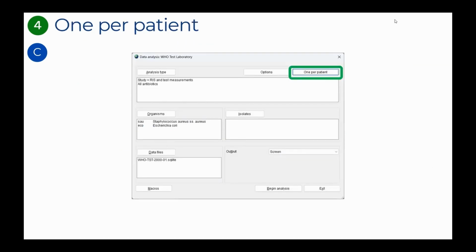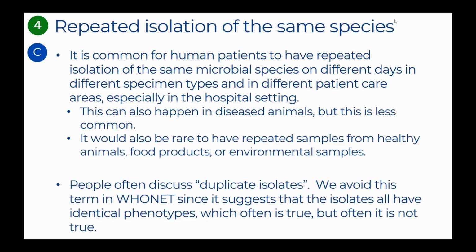We will now look at the option called one per patient. It is common for human patients to have repeated isolation of the same microbial species on different days, in different specimen types, and in different patient care areas. This can also happen in diseased animals, but this is less common. It would also be rare to have repeated samples from healthy animals, food products, or environmental samples.